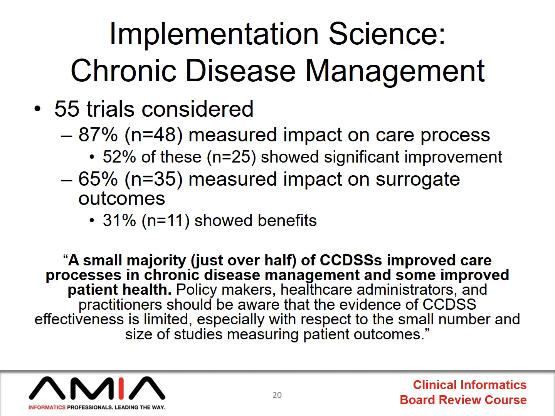So I'll go through basically the summary of each of these review articles, topic by topic. If we look at the first one, chronic disease management, they saw about 55 trials, and you can read through the details here, but they basically concluded that a small majority, just over half of the decision support systems, improved care processes in chronic disease management, and some improved patient health. And notice how that's worded. They showed that a little bit more than half improved process outcomes, and even fewer improved patient outcomes themselves.